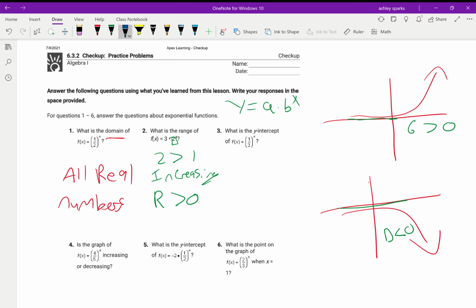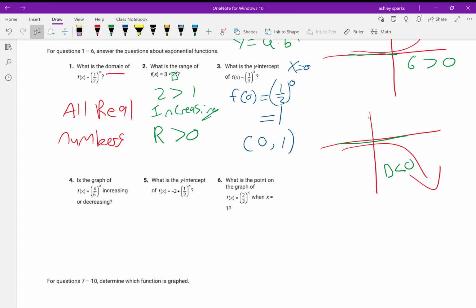Intercepts are when x equals 0. So all I have to do for this function is replace x with 0. And guess what? These are the best problems ever. Doesn't matter what the number is on the inside. Anything raised to the 0 power is 1. So we have our intercept at the point 0, 1.